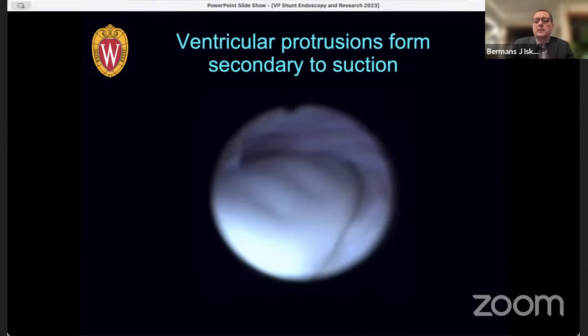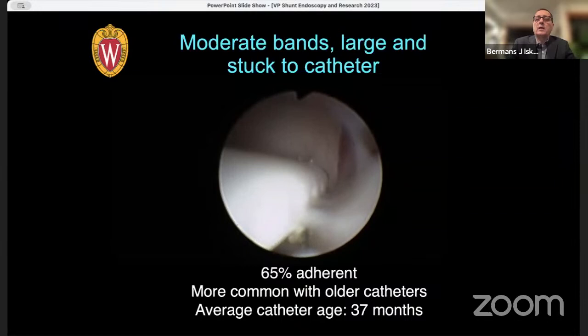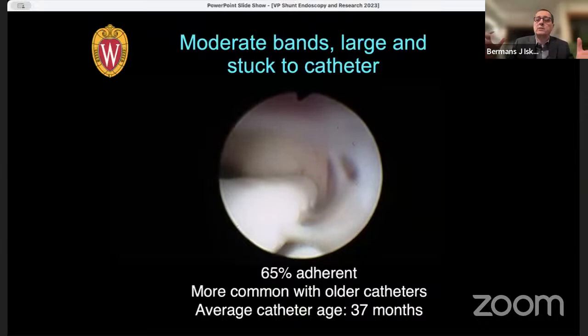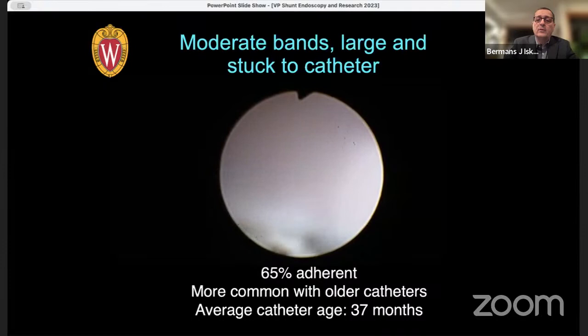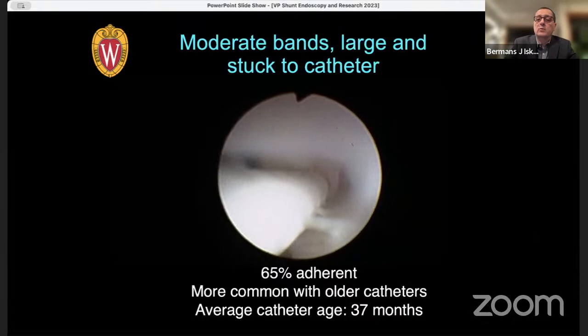Now, when the overshunting is mild, the previous video showed you how the tissue can come in and then can separate once the catheter is not draining. However, over time, these ependymal bands get stiff and start to attach to the catheter. And they're adherent and they're difficult to remove. They don't reverse by themselves.